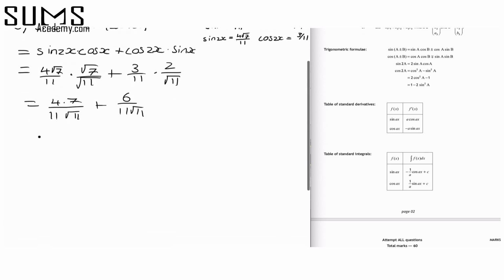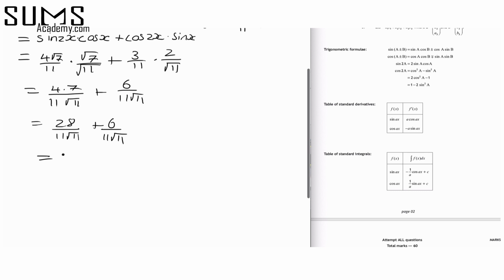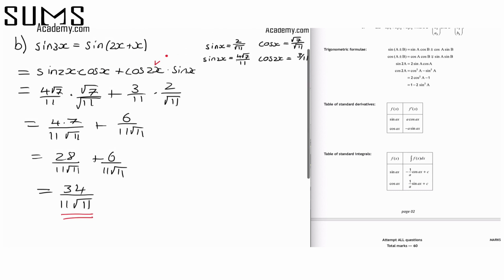4 times 7 is 28, so that's 28 over 11 root 11 plus 6 over 11 root 11. 28 plus 6 is 34 over 11 root 11. And that's it, that's your final answer there. So where do you get the marks from? You get 1 mark for expanding the expression correctly, another mark for substituting your values, and 1 other mark for your final answer.